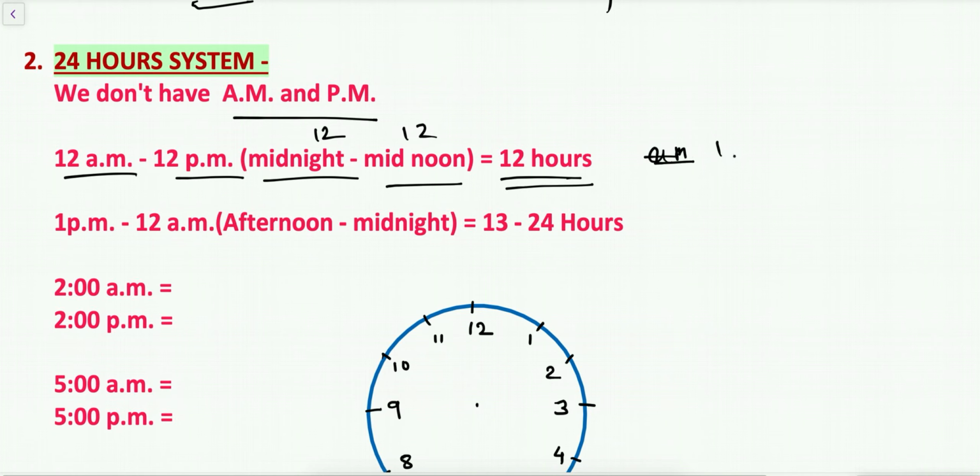Now the next conversion is converting minutes into seconds. 1 minute is equal to 60 seconds. So 35 minutes will be 35 multiplied by 60 seconds.